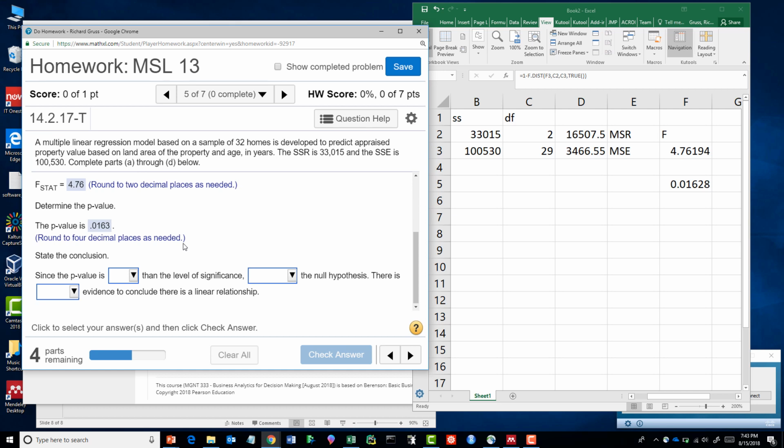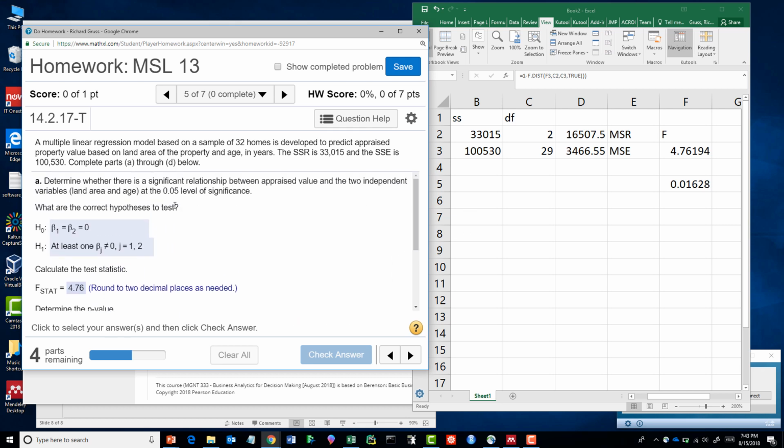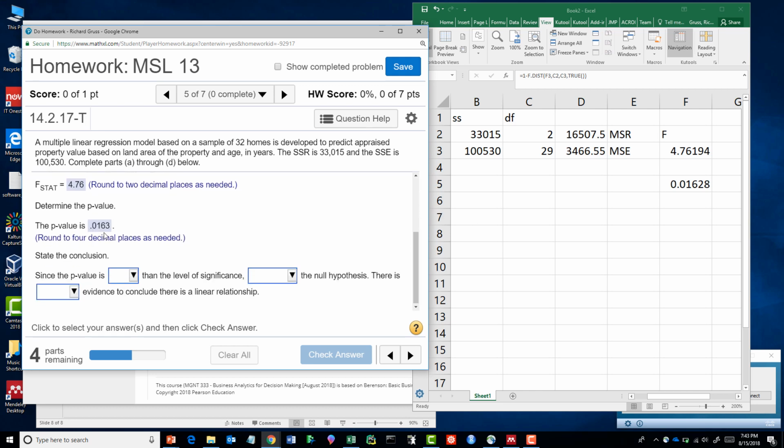Now we have to state the conclusion. Notice that the p-value is fairly small. It's less than 0.05, and we were instructed that our alpha is 0.05. So the p-value is less than the level of significance, and therefore we reject. If the p is low, the null's got to go. That means there is sufficient evidence to conclude that there is a linear relationship.